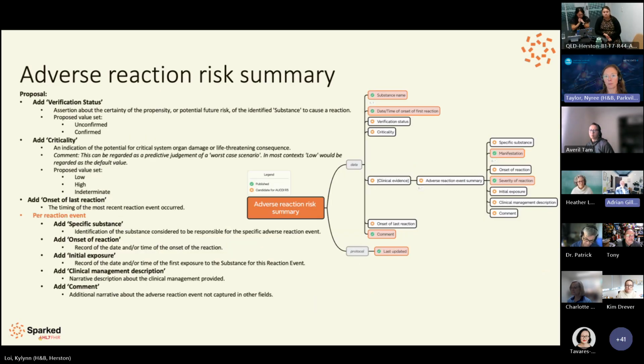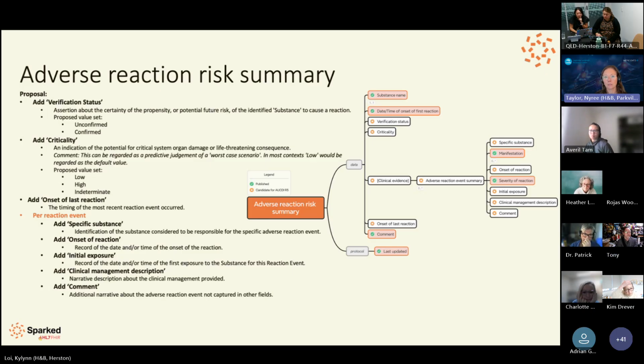On this slide, I'll give people some time to have a read about the concept definitions for each of the data elements. And there we've proposed some value sets. For example, at that top level we're proposing to add those 3 data elements in. As Heather said previously: verification status, criticality, and onset of last reaction. For verification status, we've got a proposed value set of unconfirmed or confirmed. And for criticality, we've got a proposed value set of low, high, or indeterminate.